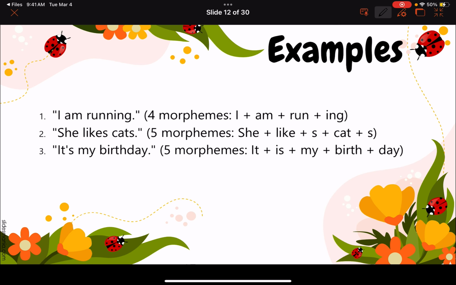So here's a couple examples. Like I am running. This is going to be 4 morphemes: I am running, because this is a root word and this is a suffix, a bound morpheme. She likes cats. That's going to be 5. It's my birthday. So it is my birthday. Or remember, this could be it's. That could be 1. So this could be 4 or 5 morphemes. Okay, so just some examples for you to take a look at.